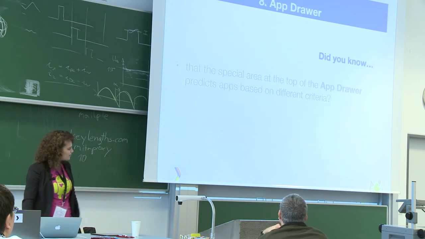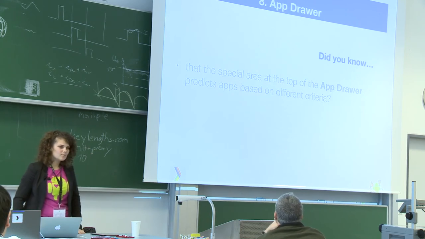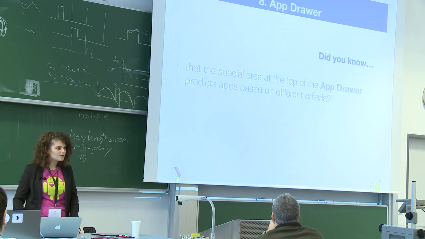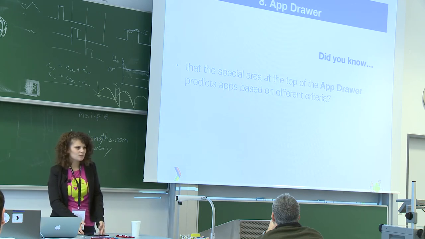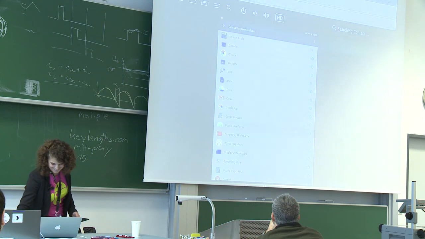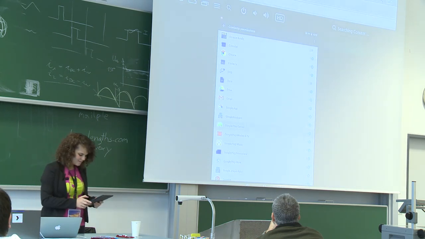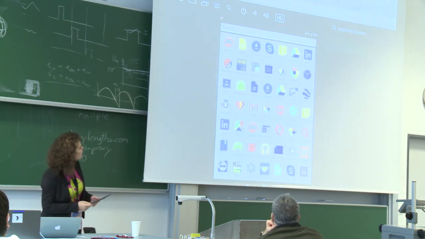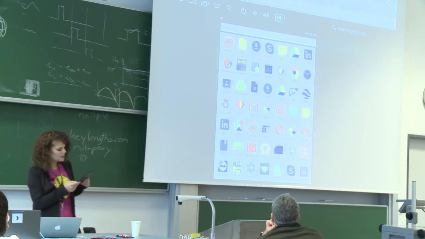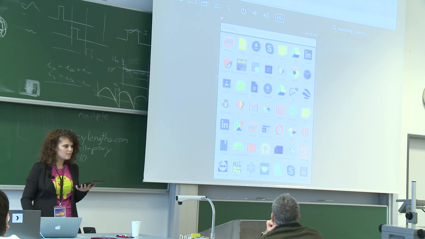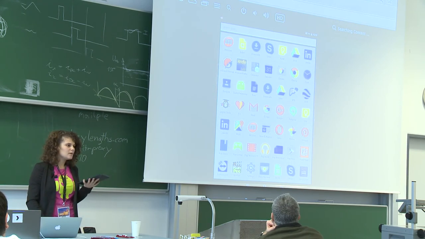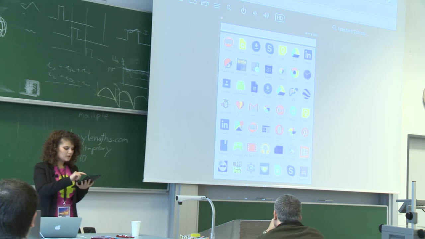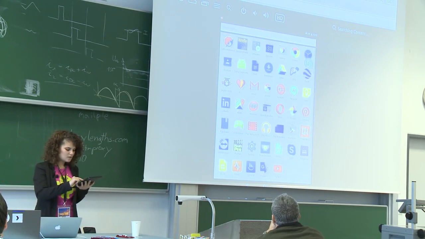But did you notice there is a special area at the top of the app drawer where apps are shown? These are shown by frequency, but also by time of day. Do you know what I'm talking about? You want me to show you? Okay. If I go to the app drawer, on the top where it's written Slides, Downloads, Skype, Drive, and LinkedIn, those are apps that were predicted you will use more often, depending on how frequently you use them, or time of day when you use them, and other criteria.